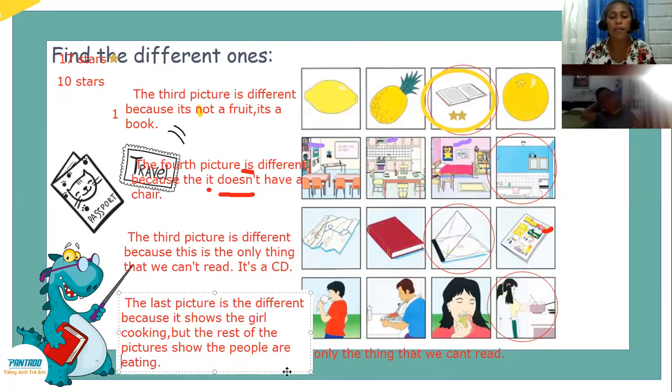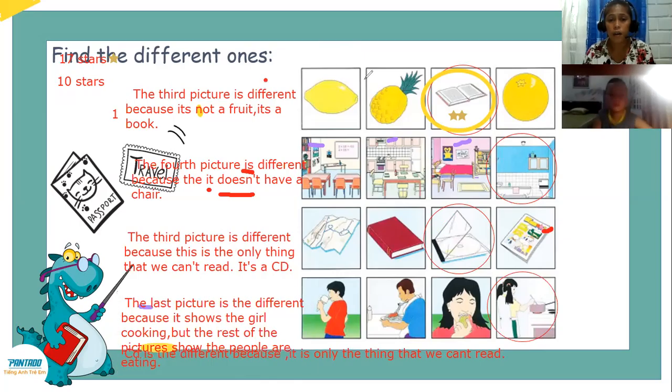Okay, look at this one. Teacher is using S. Why? Because picture is only one, right? Yeah. Okay. And then look, teacher uses shows. Why is there S in shows? Because it is only one. And teacher said if it's singular, you need to put S to the verb. Shows is a verb.